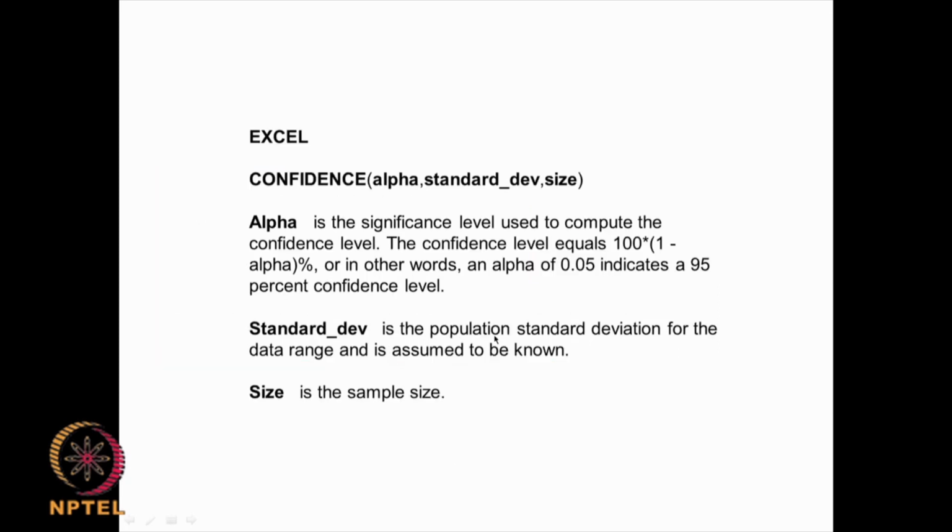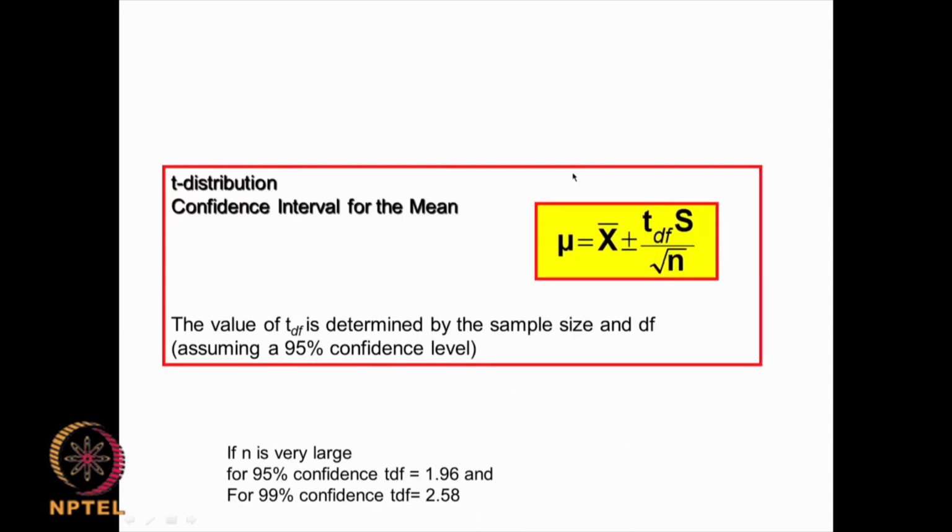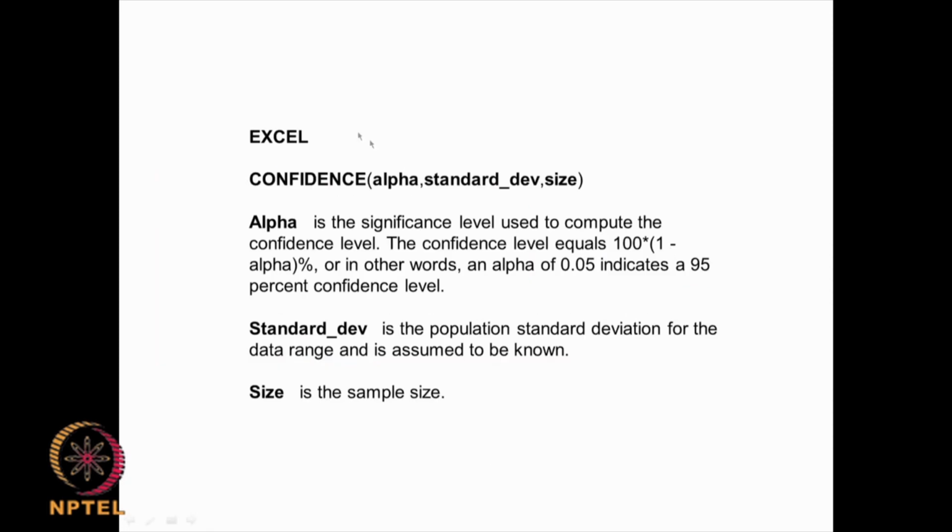In Excel there is a function called CONFIDENCE. It takes alpha, where alpha is the significance level. So, it can be 0.05 or 0.01. 0.05 indicates 95% confidence, and 0.01 indicates 99%. Then you give the standard deviation, which is the population standard deviation for the data, and size is the n actually. So, basically it gives you this side of it. If you know the x bar, you add and then you subtract to get the confidence interval. So, we can use the Excel function called CONFIDENCE also here.